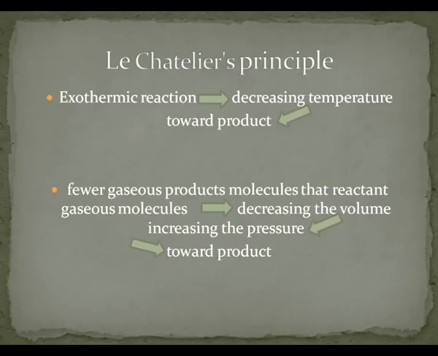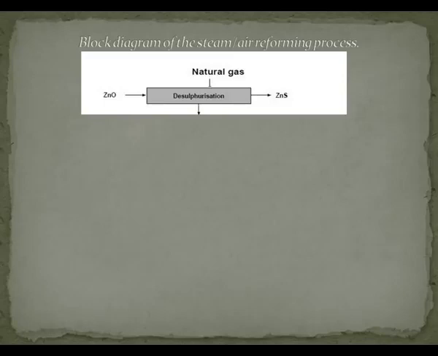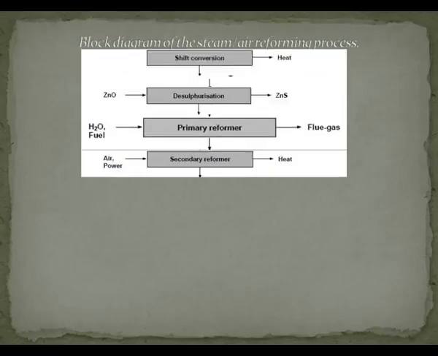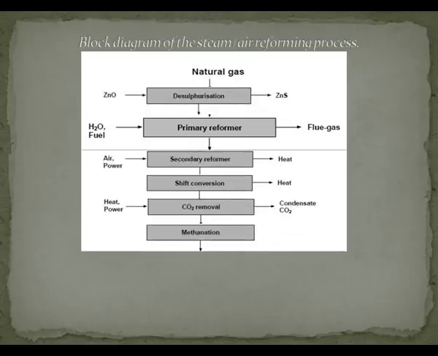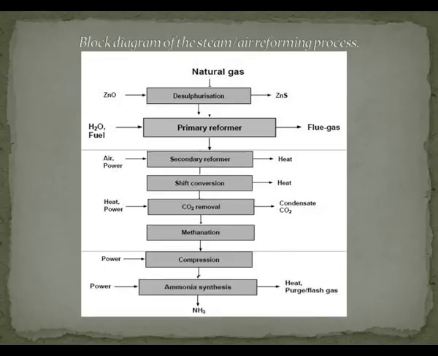Now that you have refreshed your mind on these three principles, I will start explaining the ammonia production process. Starting with natural gas coming through, the second part is desulfurization, going with primary reformer, secondary reformer, shift conversion, CO2 removal, methanation, compression, and finally ammonia synthesis.